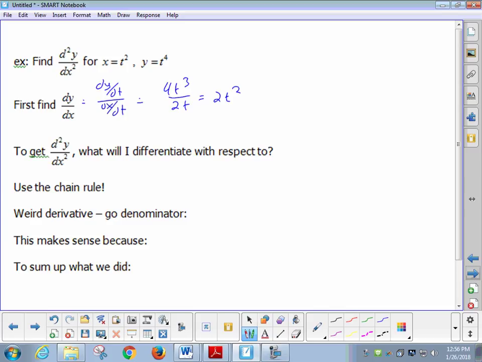Okay, let's talk second derivative. To get the second derivative of y with respect to x, what will I differentiate with respect to? To get from dy/dx to the second derivative, I'll have to differentiate with respect to x. Actually, I should write, first of all, the second derivative will be the result of differentiating the first derivative with respect to x.